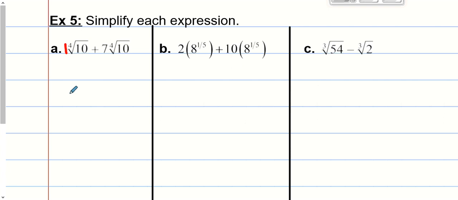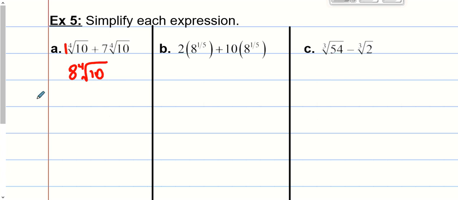Like if you have 7 apples, you're going to say there's 7 apples. If you just have an apple, you're going to say I have an apple. You're not going to say I have 1 apple most likely, but it's understood. So just the same thing here, there's an understood 1. Well, if I'm going to simplify that, you're just adding 1 plus 7, and that's going to give you 8 apples, or 8 fourth roots of 10.